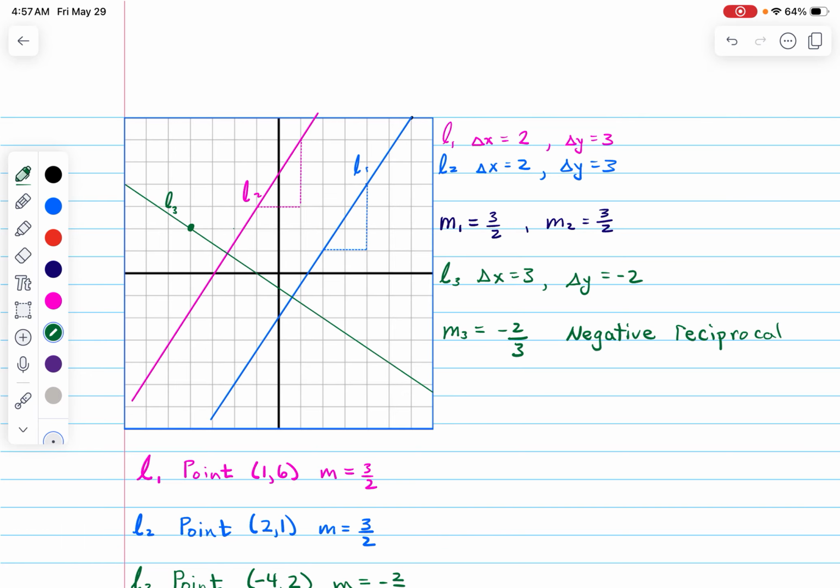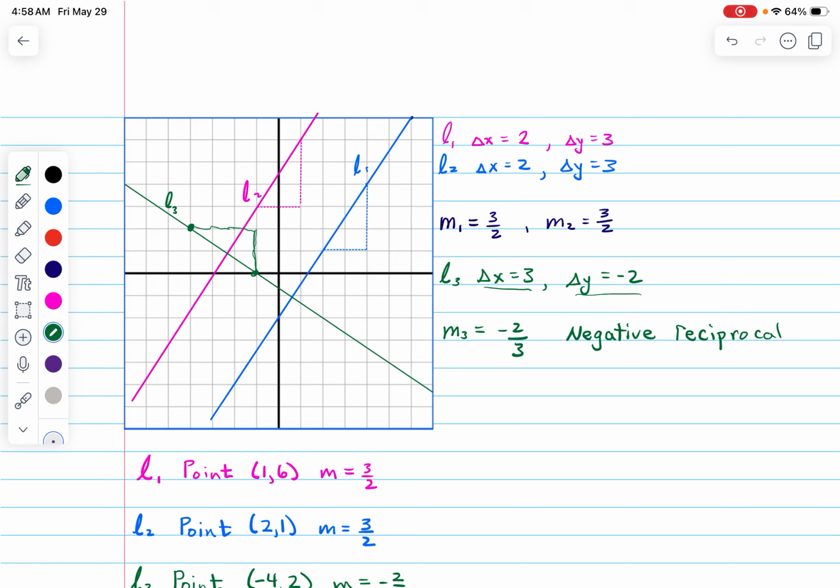Okay. Now, how do I get to another point? Well, I can go over 1, 2, 3. There it goes. Now it's lined up with this point. And then I go down 1, 2. So delta x, I'm moving to the right 3. And then from there, I move down 2. So delta y is -2.